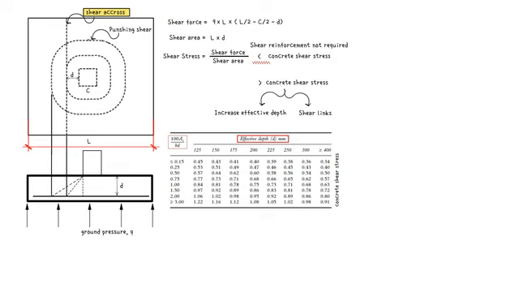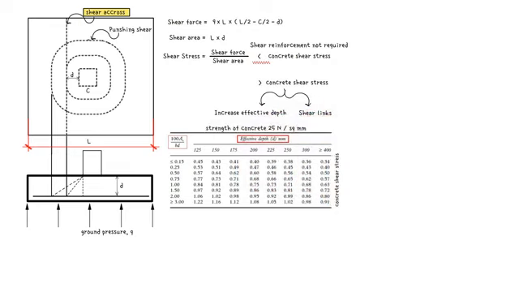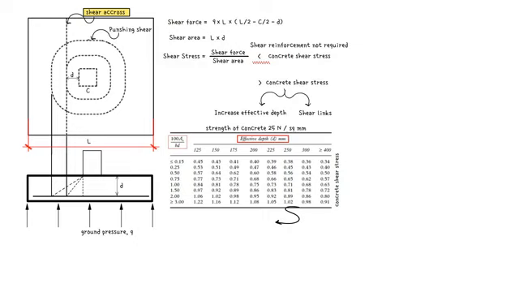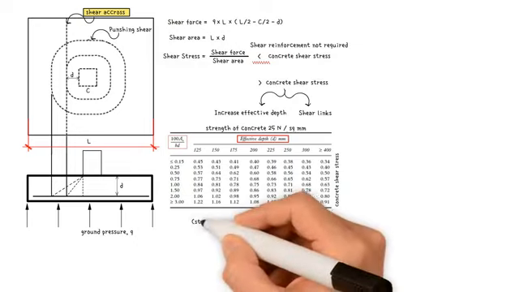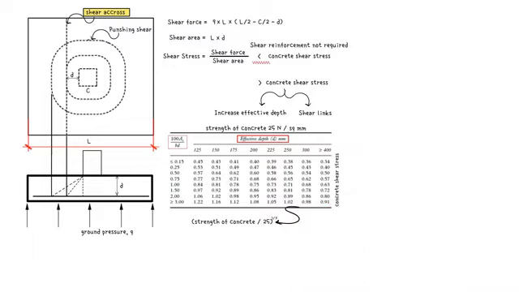The table assumes that cube strength of concrete is 25 newtons per square millimeters. For other values of cube strength up to a maximum of 40 newtons per square millimeters, the design shear stresses can be determined by multiplying the values in the table by the factor cube root of strength of concrete divided by 25.